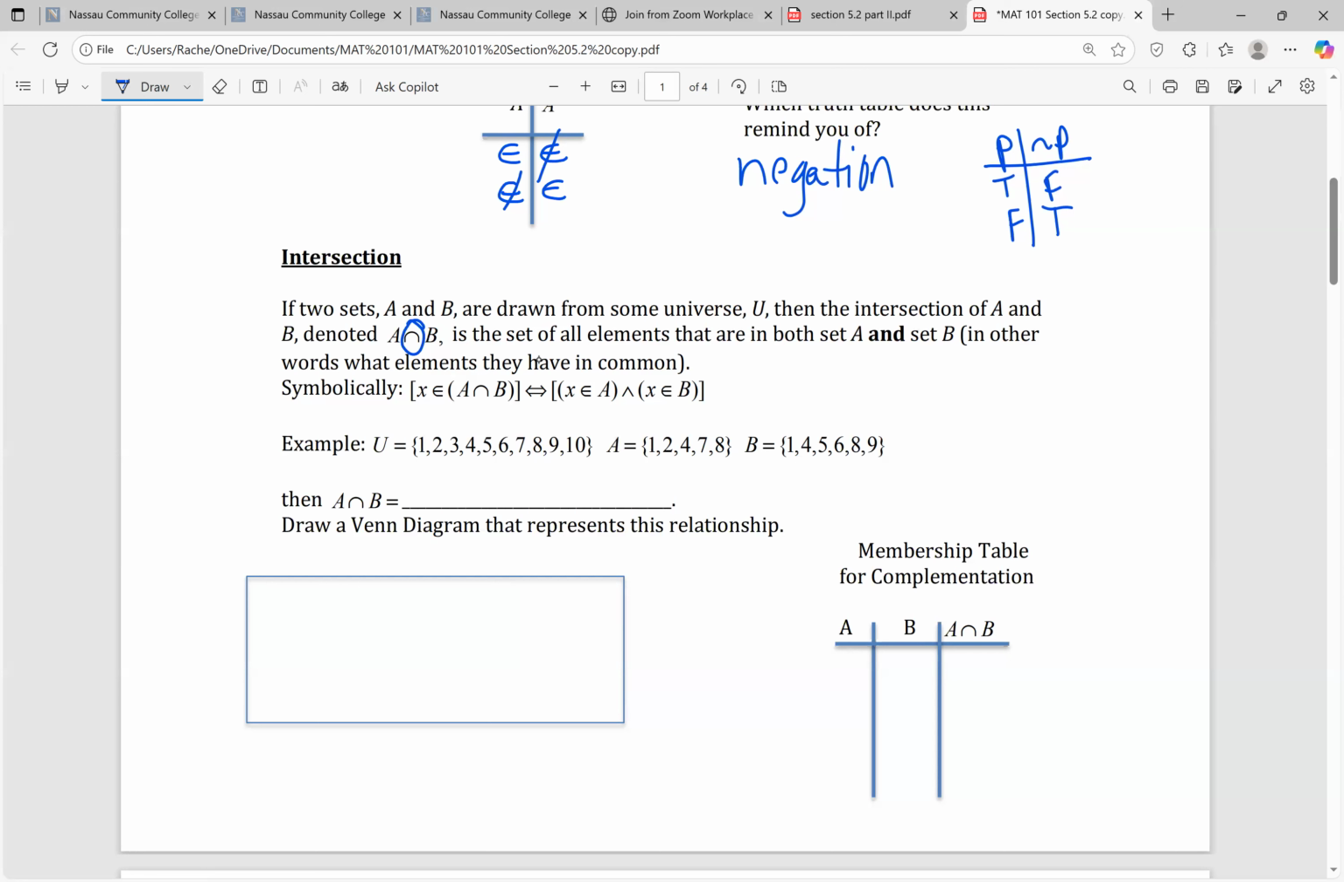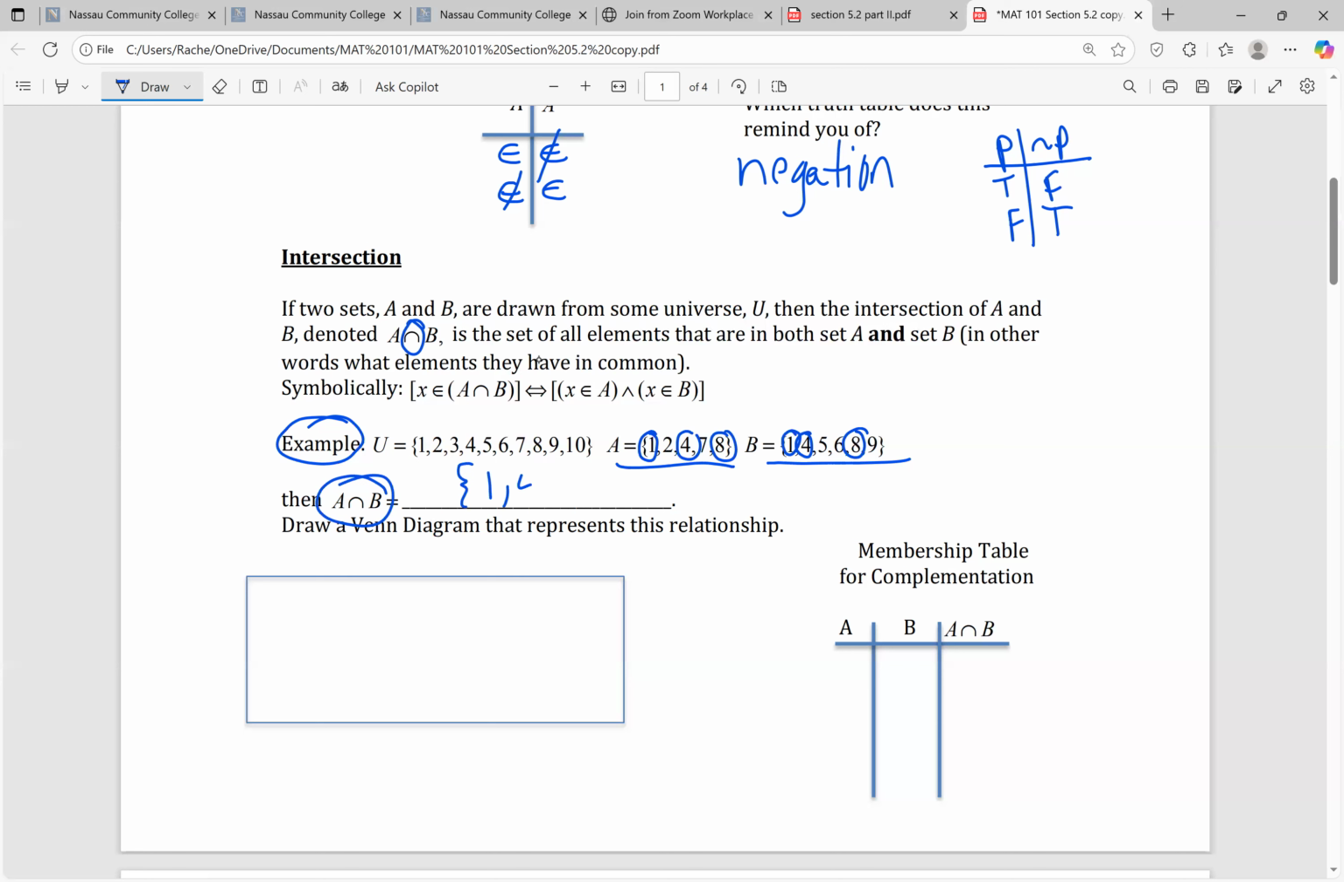So for example, here's my universal set 1 through 10. A is 1, 2, 4, 7, 8. B is 1, 4, 5, 6, 8, 9. What is A intersection B? That's what I want to know. So what do they have in common, in other words? So they both have a 1, they both have a 4, and they both have an 8 in common. So the set 1, 4, 8 would be the intersection of sets A and B. So think what they have in common, both.